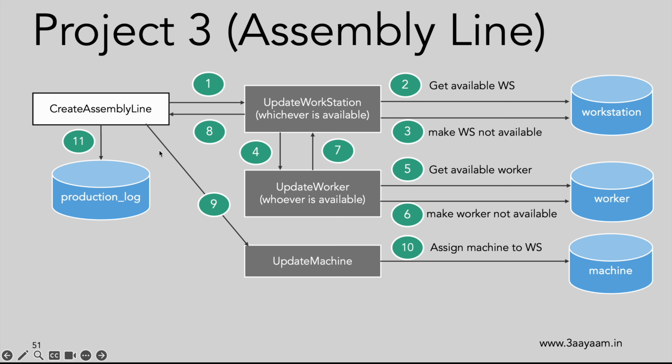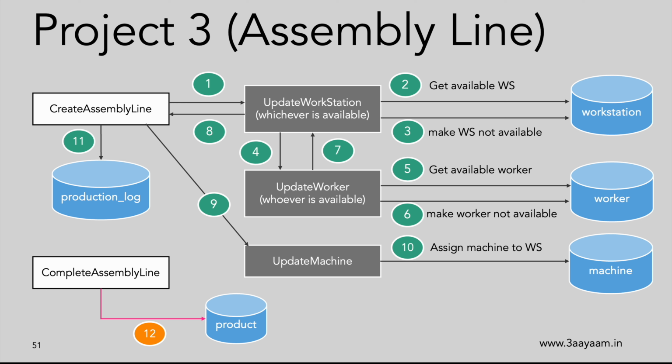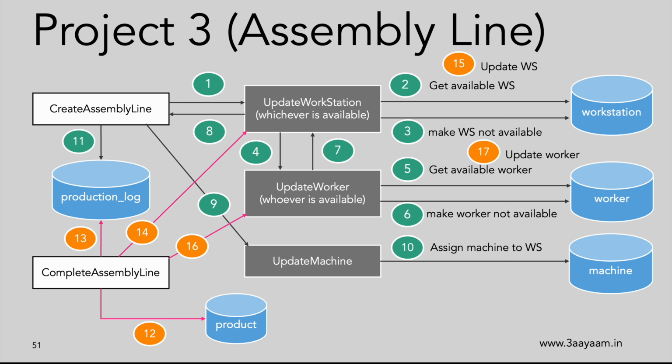Now let's say the assembly line is complete, then this API would be called, which is complete assembly line. What it would do, it would make an entry to the product table. It would update that the product has been created, the ID of the product, the name of the product, and the quantity. Once it updates the product table, then it would go ahead and update the production log table. And once the production log table is updated, it would go and update the workstation, which will make the workstation available again. Same would be the case with worker. It would make the worker available again. And finally, it would update the machine, which would make the machine detached from the workstation.